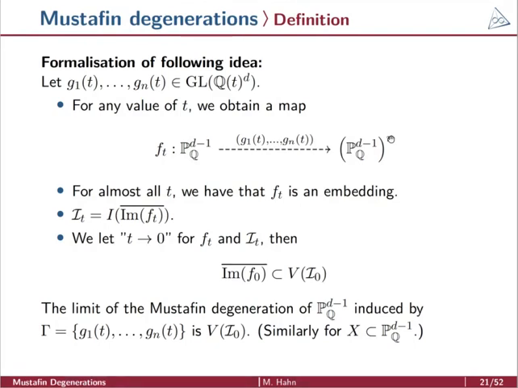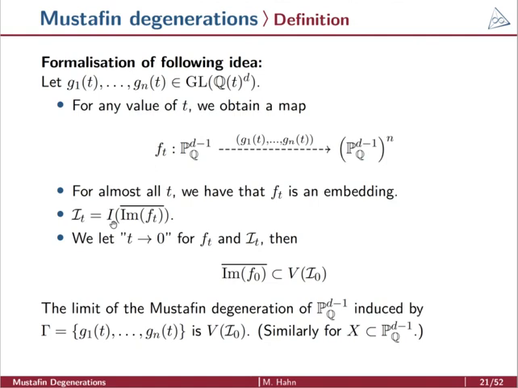And for almost all t, we are going to have that f_t is indeed an embedding, and that is simply because the determinant being non-equal to 0 is an open condition. So for a Zariski dense set in Q, f_t is going to be an embedding. And what these Mustafin degenerations do, in some sense, is they distinguish between taking the limit of the map and taking the limit of the image, sorry, of the closure of the image of that map. So we define the ideal I_t as the ideal cutting out the closure of the image of this map f_t.